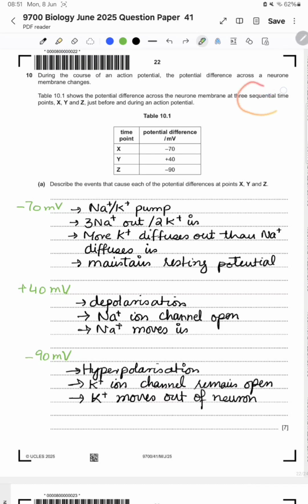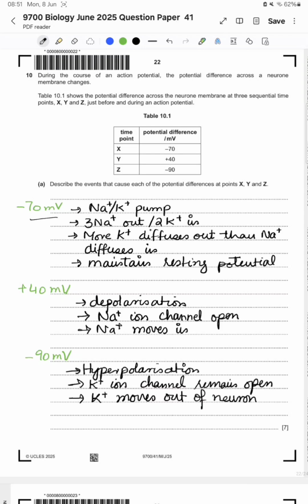So the word sequential is a hint for us that okay, minus 70 is going to come first, then plus 40, and then minus 90. It comes in a sequential way. Now if you look at it, minus 70 is always responsible for being the resting potential of a neuron.